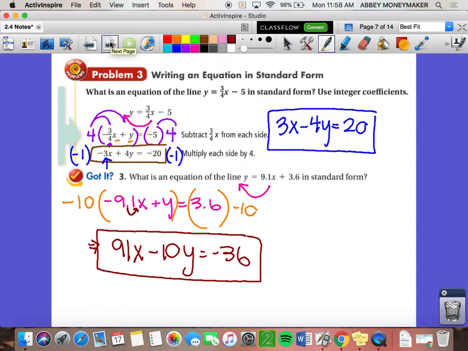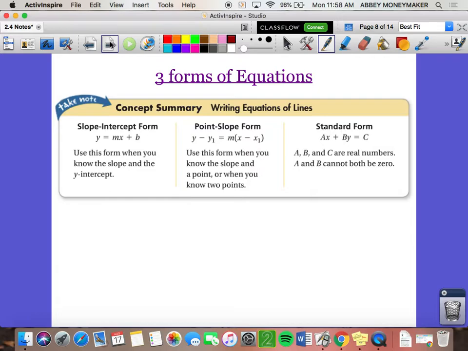So again, 3 things. X and y have to be on the same side. They all have to be integer coefficients, and then your a value has to be positive. So what we have done so far is we have looked at 3 different forms of equations. 2 of them were new today. 1 of them we learned previously. We know that slope-intercept form is used when you know the slope and the y-intercept. So again, the y-intercept being 0, b. Point-slope form you have to use when you are given a point and a slope, or when you're given 2 points, because then you can find the slope. And then standard form.